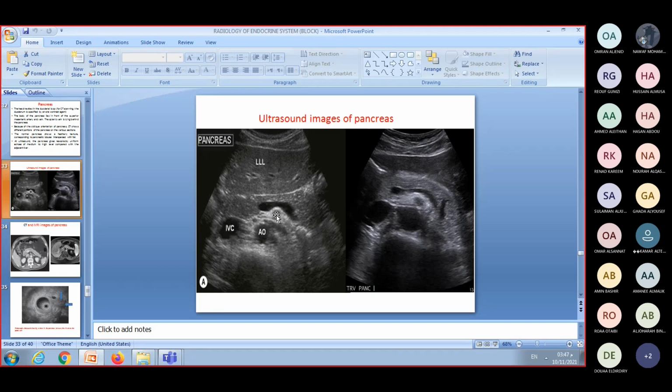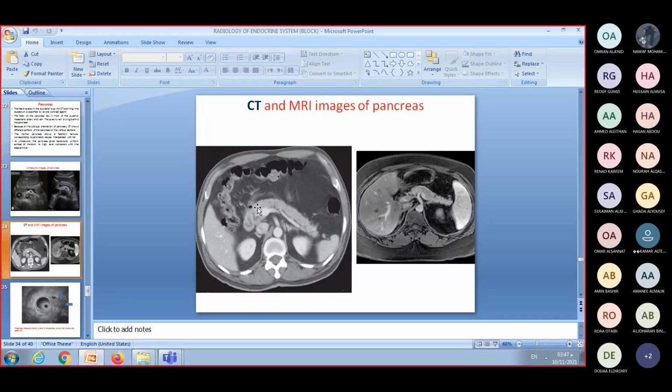But the most important landmark for the pancreas is the splenic vein, and this is the confluence between the splenic vein and superior mesenteric vein, superior mesenteric artery, aorta, and IVC. And this is the pancreas. This is the head, body, and part of the tail. Is it clear? This is a transverse section. Similar to the CT. This is the tail, body, and head of the pancreas.